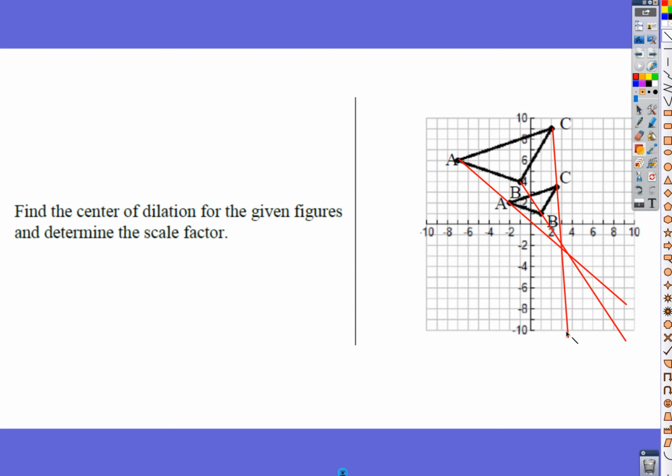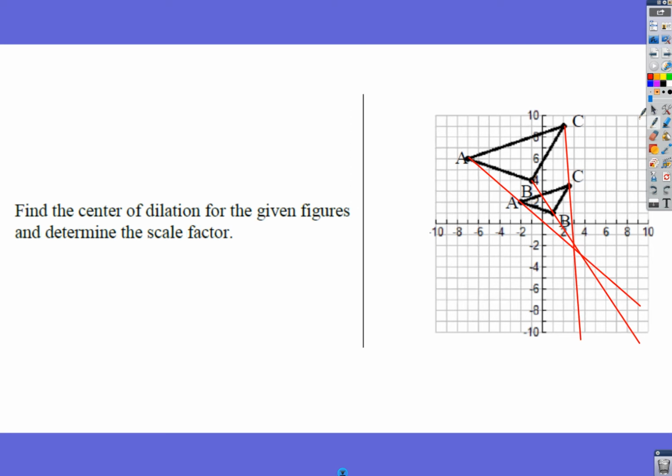So this still looks a little bit off, but I think it's just because the actual graph is a little blurry. Maybe I might have been off just a little bit, but it looks like this is going to be the center. That looks like it's (3, -2). It looks like it's (3, -2).